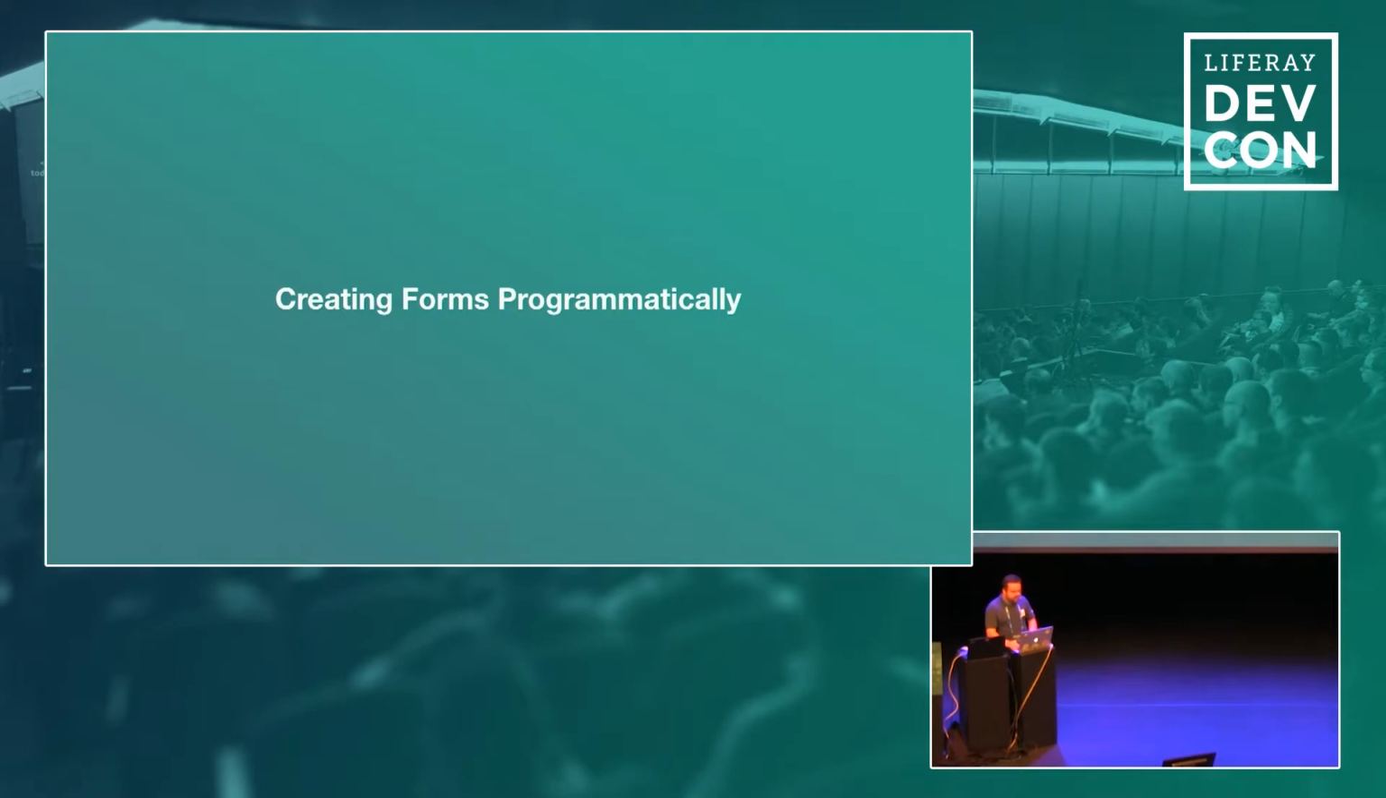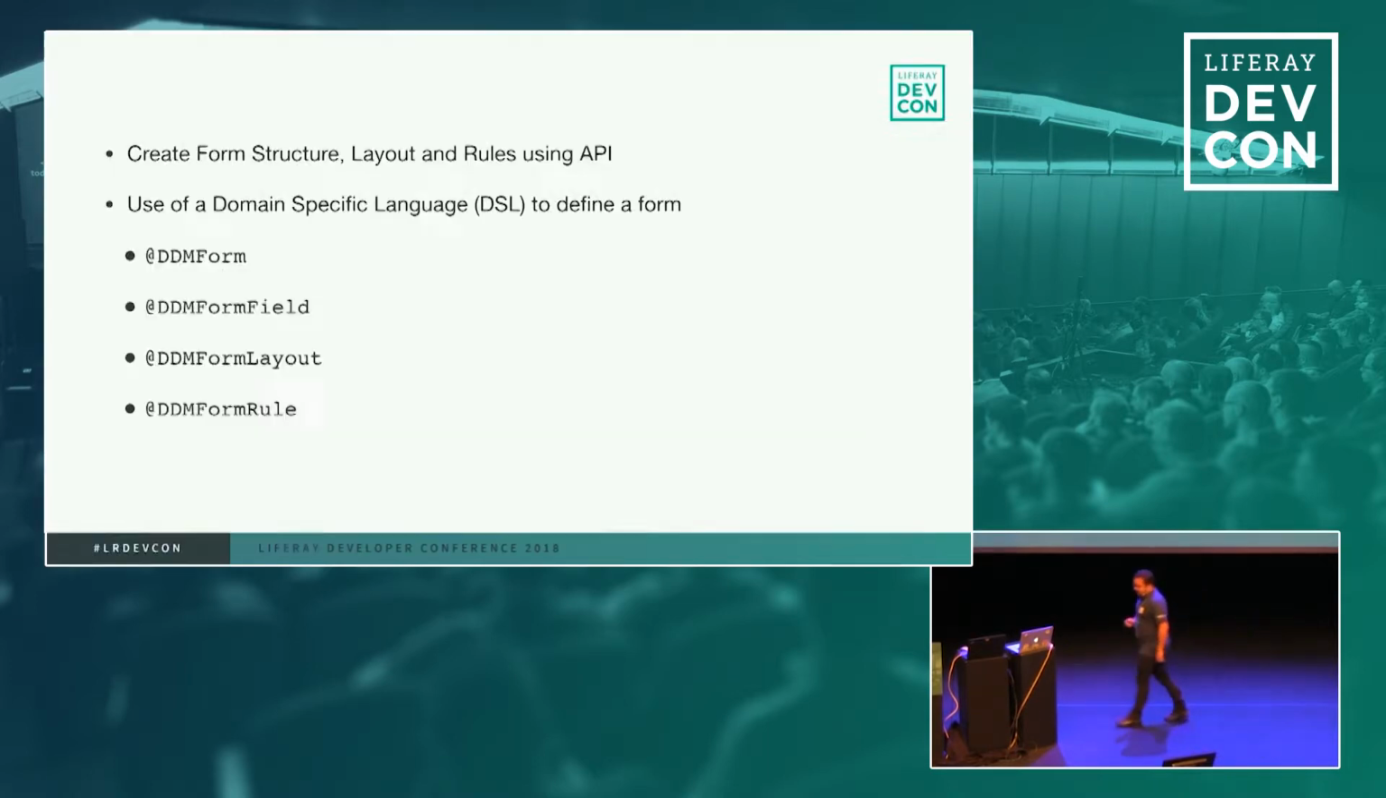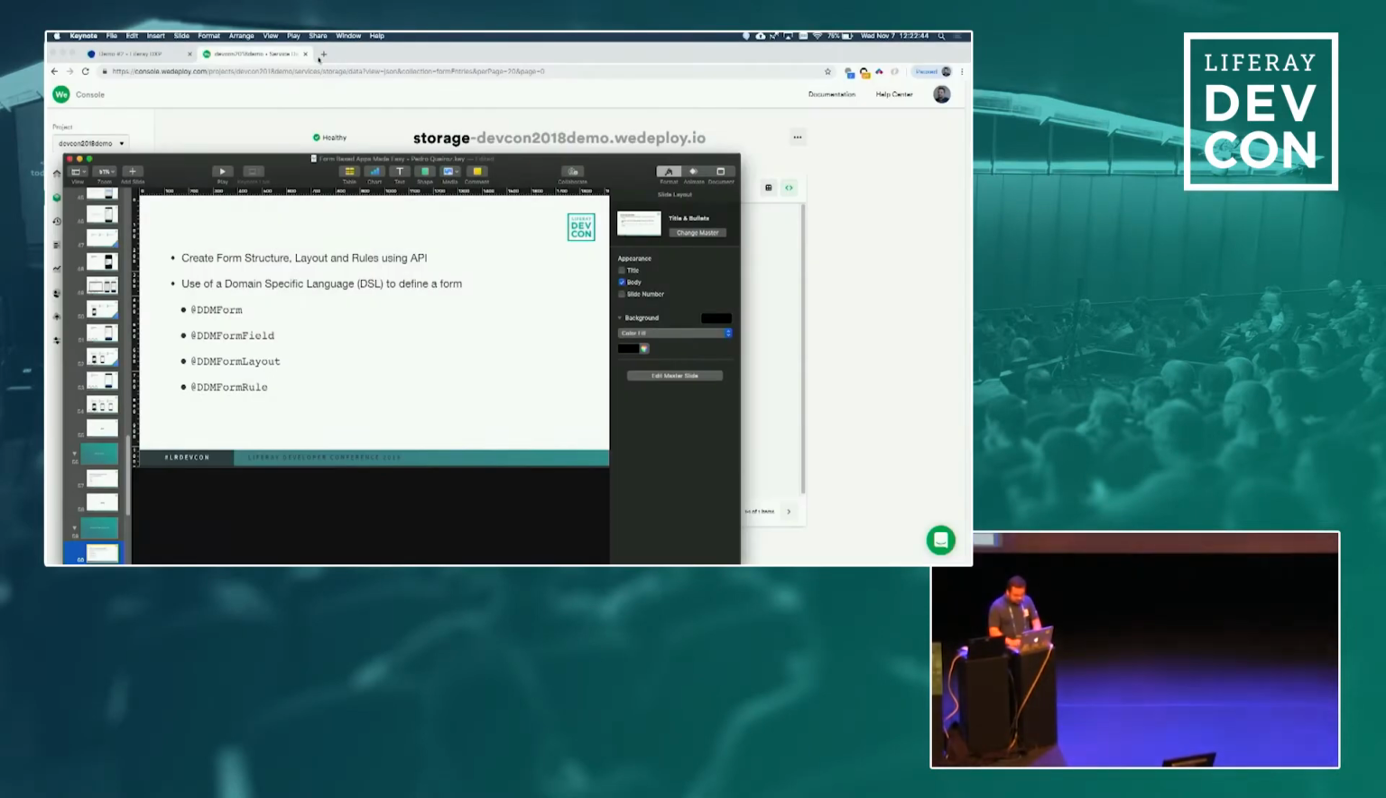Now demo number 3 is that I can create forms programmatically, which means we have a lot of features in the UI, right? But not all of them are available in the UI. Some of them are only in the backend for now because we didn't have time to put them in the front end yet. But you can extract this power from the backend as well. We can create form structures, layouts, and rules using the API. And we also have a domain-specific language to deal with that using annotations. Let's see how this works.